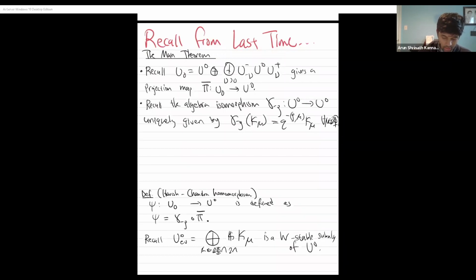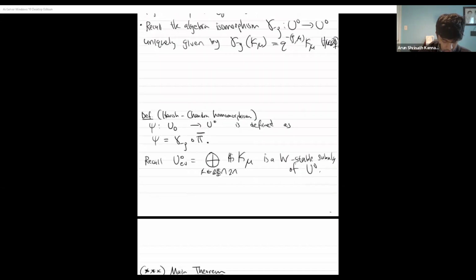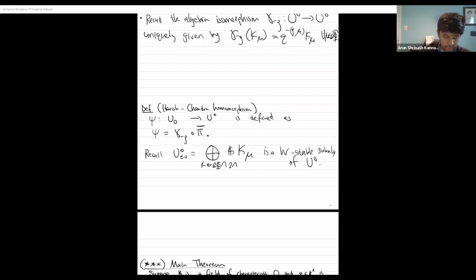And then we had this shifting or twisting algebra isomorphism uniquely given by scaling the K mu's appropriately by this factor q to the minus rho mu. And then we could compose these two maps, and then we get the Harish-Chandra homomorphism. In the classical case, we had the symmetric algebra of the Cartan, and so in our quantum case, this U naught EV will play a similar role.